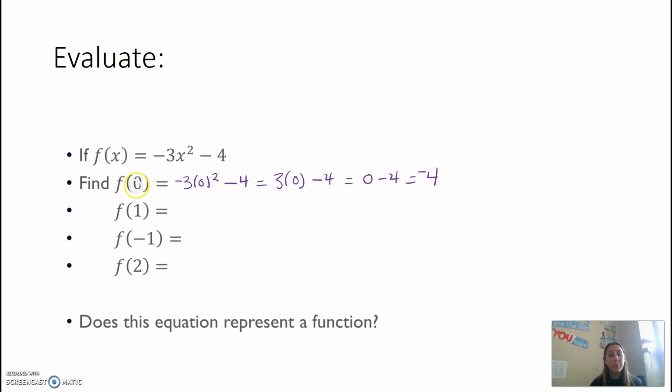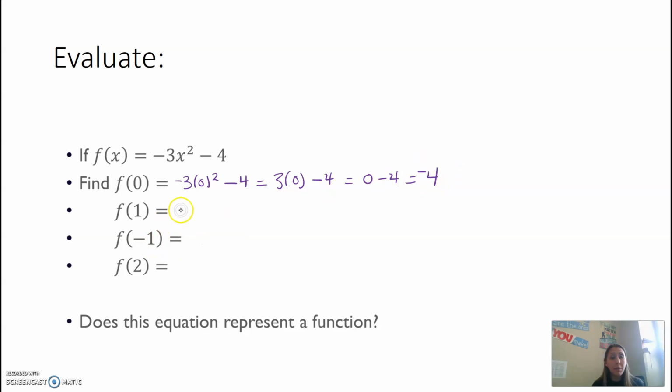When my input is 0, I would put 0 in, and because the square goes with everything inside of there, 0 times 0 is 0. So I get 3 times 0 minus 4. 0 times 3 is 0, so 0 minus 4. Then my output is negative 4.